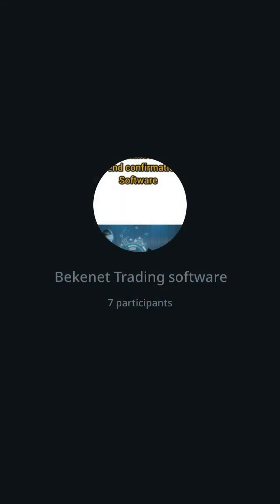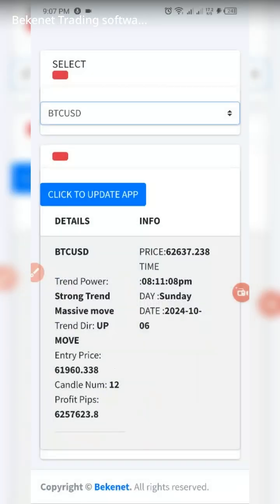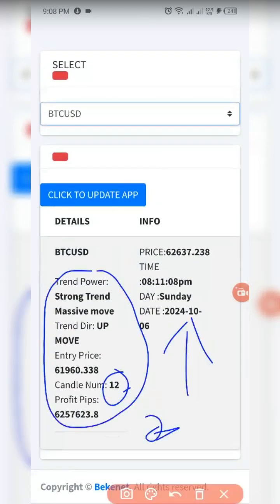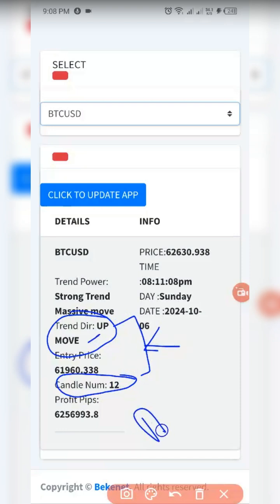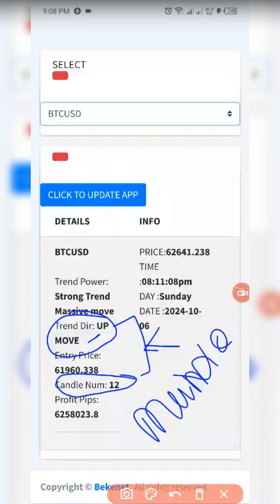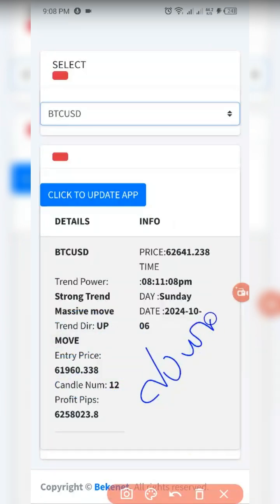So let me show you what you need to look out for. The only thing you need to look out for is very simple. Once you get this page, what should your focus be on? The trend direction and what? The numbers of candle. Trend direction and numbers of candle. So if the trend direction is telling us up move, it means that is a buy. If it's telling us down move, it means that what? It is a sell. It's as simple as that.